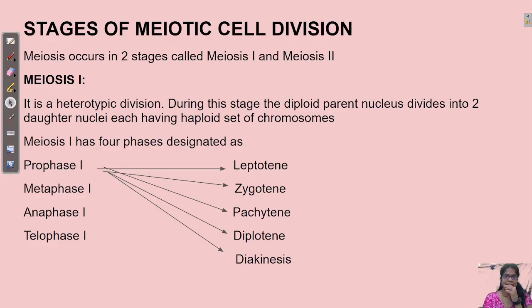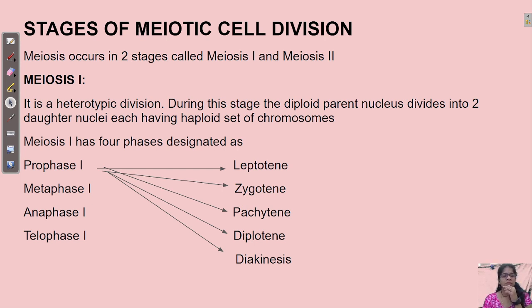Okay, now let's go into detail about the stages in meiosis. Meiosis is divided into two stages, meiosis 1 and meiosis 2. Let me talk about meiosis 1 importantly, because meiosis 2 is almost similar to mitosis. So let me now concentrate on meiosis 1. Meiosis 1 is a heterotypic division. During this stage, the diploid parent nucleus, which is 2n in number, divides into two daughter nuclei having n and n. It's a reductional division where two haploid daughter cells are formed from a diploid mother cell. Okay, this is what you call meiosis 1.